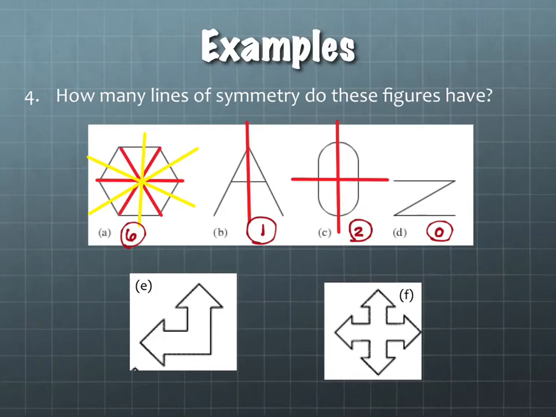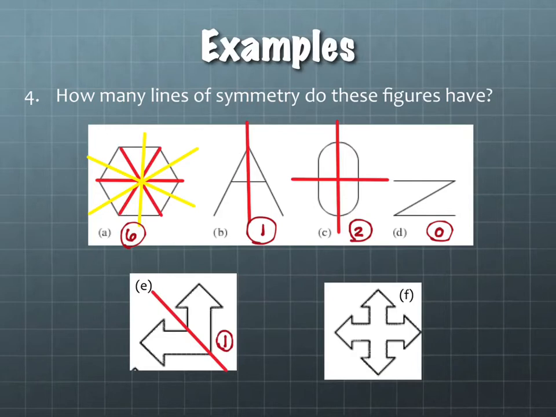How about E? Just one. Where is it, Julie? Yeah, it goes from corner to corner, basically like that. That would fold up along itself, so we have 1 line of symmetry.